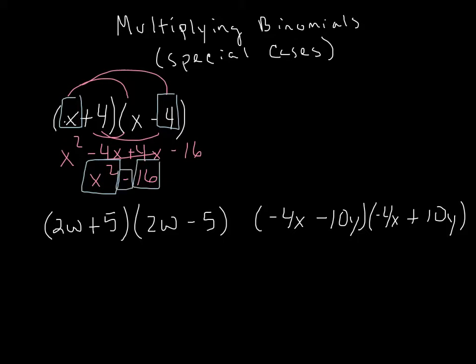That's why they call it a difference of two squares. It's a square there and a square there, perfect squares, right? X squared and 16 is the perfect square of 4. And then you subtract them. That's why they call it a difference of two squares.